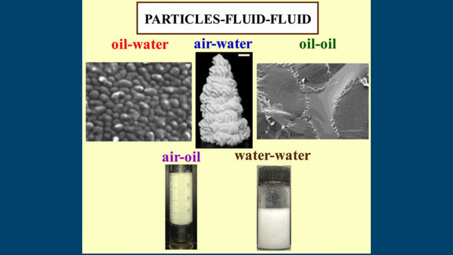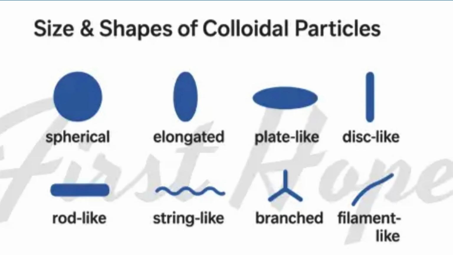Colloidal systems are heterogeneous because they consist of two distinct phases, although they often appear homogeneous to the naked eye. Colloidal particles may possess spherical, rod-like, fibrous, or plate-like structures. In many cases, only one dimension of the particle needs to fall within the colloidal size range.